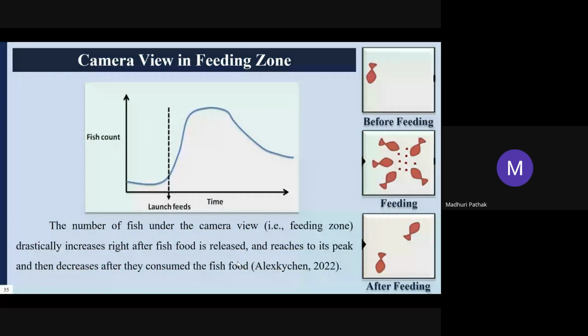This is a camera view in the feeding zone. So before the feeding time, and after the feeding. These are the recordings from the camera. The number of fish under the camera view drastically increases right after the fish food is released and reaches its peak, and then decreases after they consume the fish food. Okay, so based on this system, feed will be given.